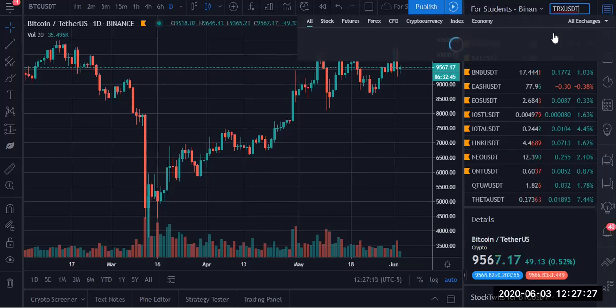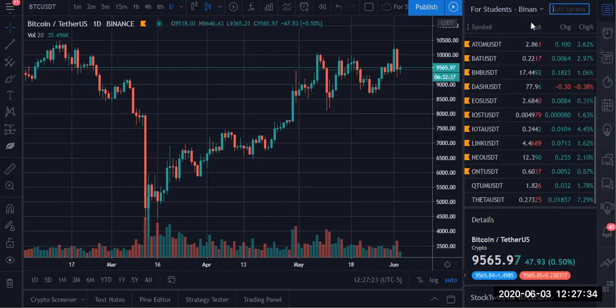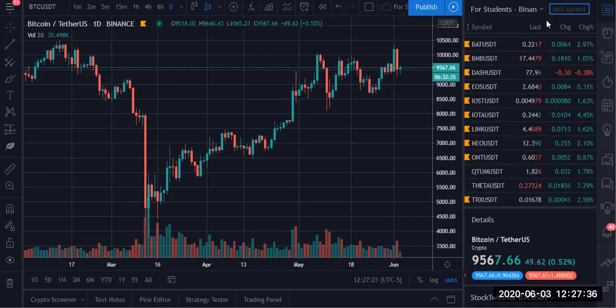Now, you could select the perpetual futures, which will show you the futures on Binance, which is sometimes different, a huge difference in price. And if you're trading on futures, that might be more relevant. I like to look at the actual spot market.